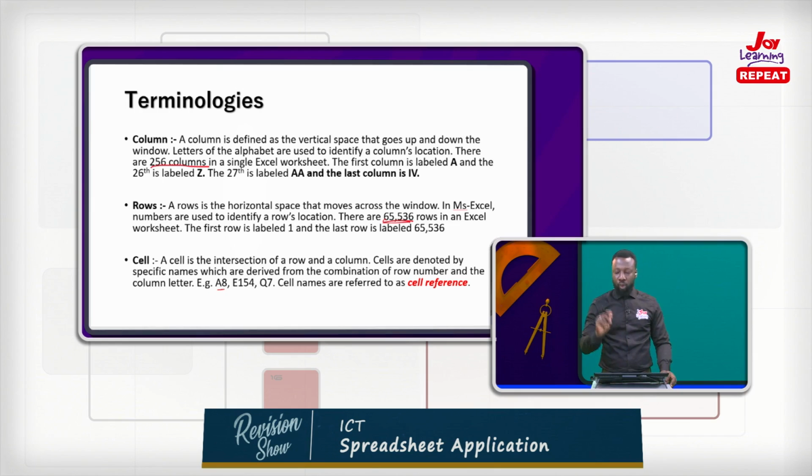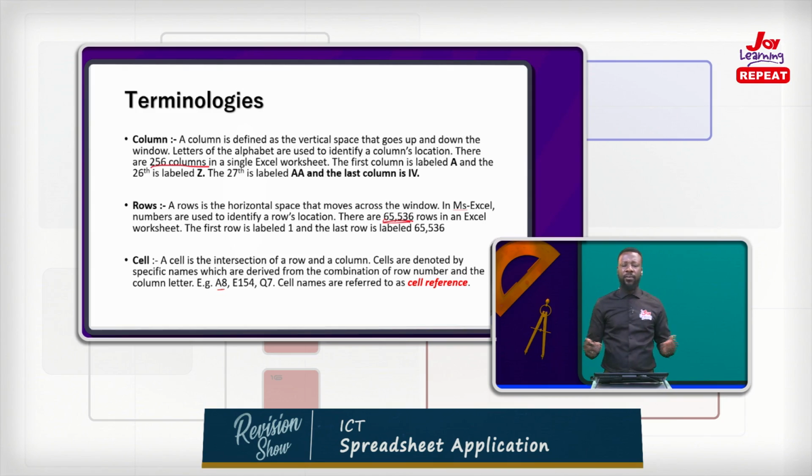Cell names are also referred to as cell references. So when you see A8, it simply means it is the cell name, or what we call cell references. In as much as Excel uses numbers, in formula calculation or mathematical calculation, it does not use the numbers, but rather it uses what we call the cell names or the cell references.